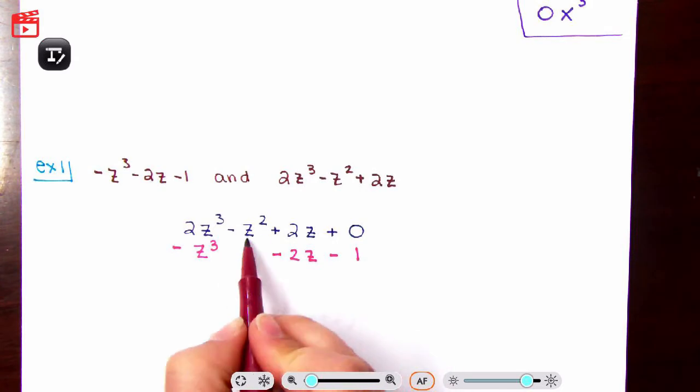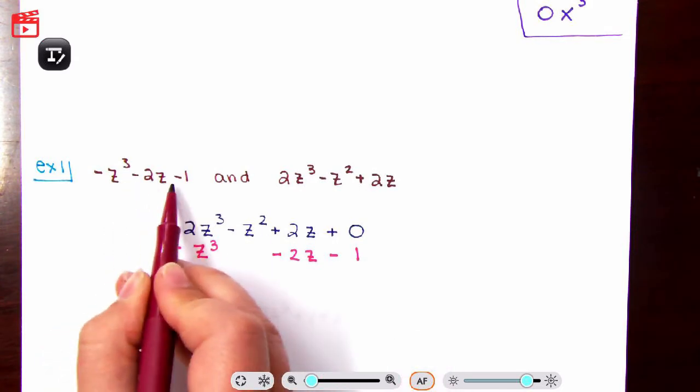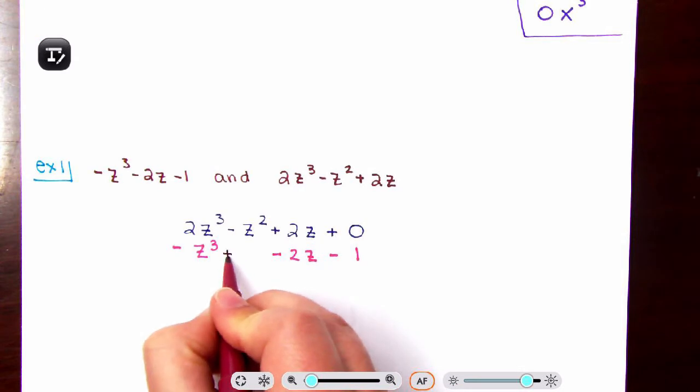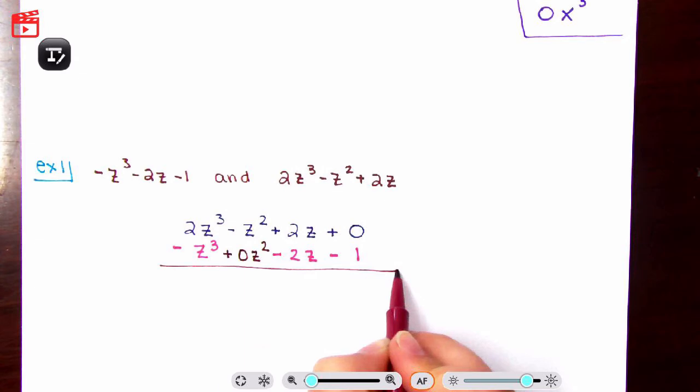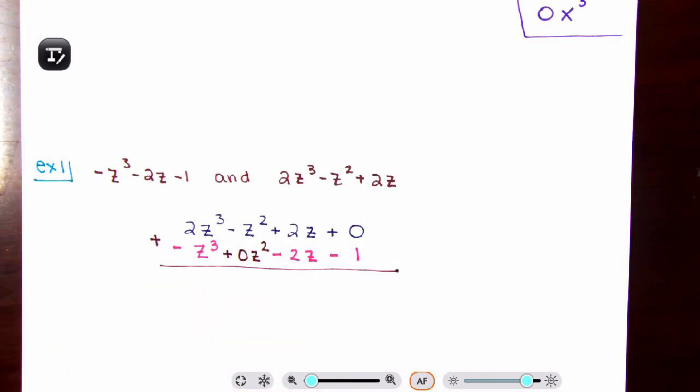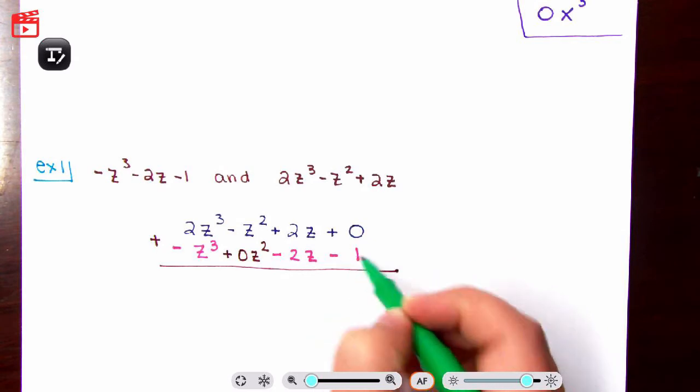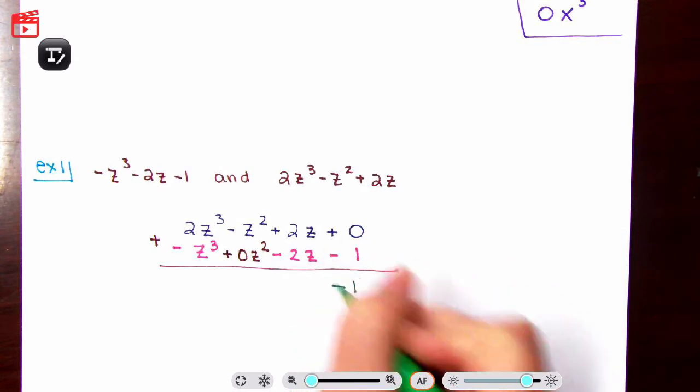So notice here I do not have a z squared. So that means I'm going to put a placeholder of 0z squared so that doesn't trip me up and make me get an error. And now we're adding. 0 plus negative 1 is a negative 1.